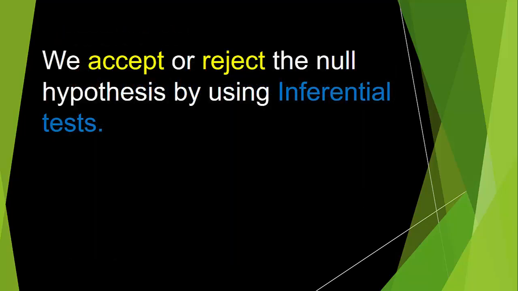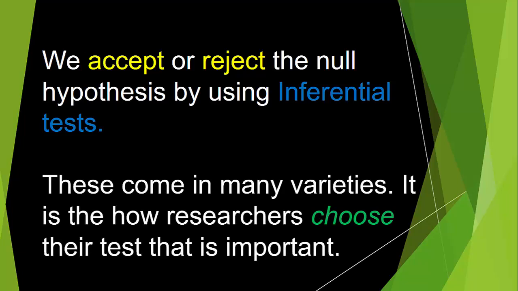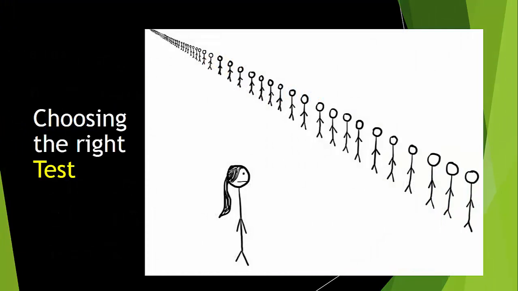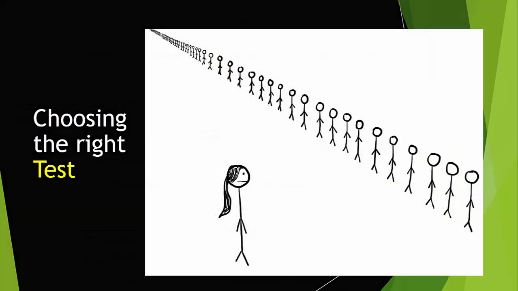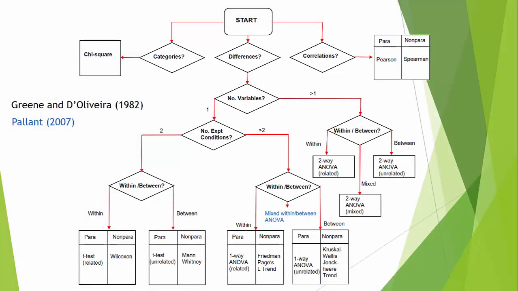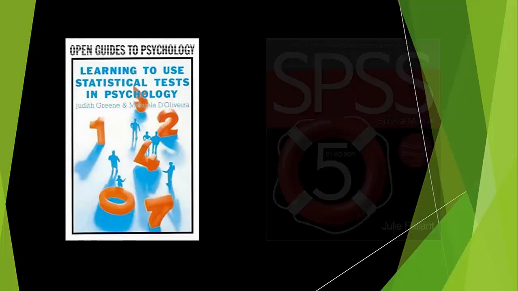We decide whether to accept or reject the null hypothesis by using inferential tests. These come in many varieties. It is how the researchers choose their test that is important. Now, many textbooks offer flowcharts or decision trees to help the researcher select the most appropriate statistical inferential test for their research. The one I'm using here is taken from Green and Oliveira with the modification from Pallant.